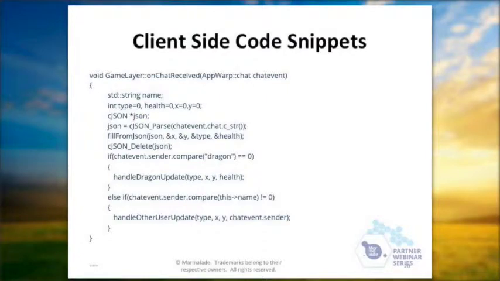So this is how the client handles messages that it receives. It parses them as JSON and checks who the sender is. It then knows whom to update, that is, whether it's from the dragon or from another user. Now we've used the C-JSON library here for parsing JSON, but you can use any other JSON library that you prefer. Something else to note here is that the client also checks if the sender is not equal to itself.